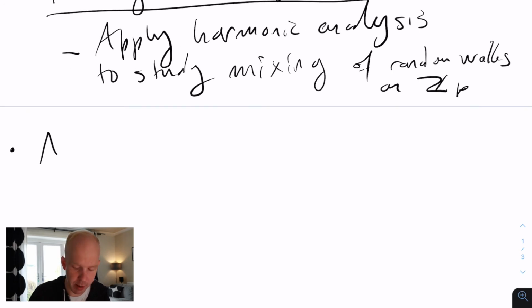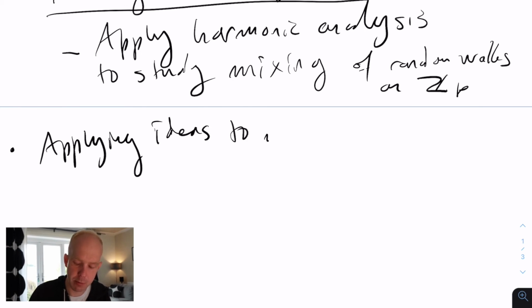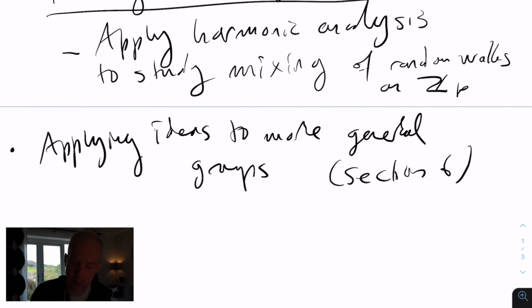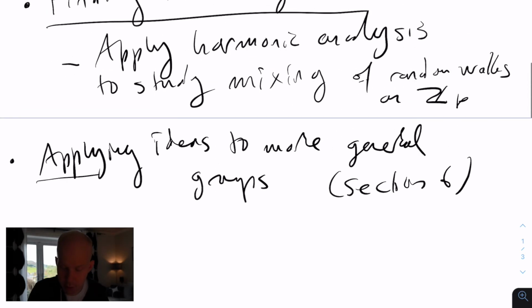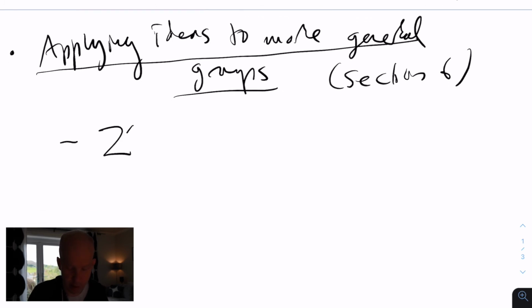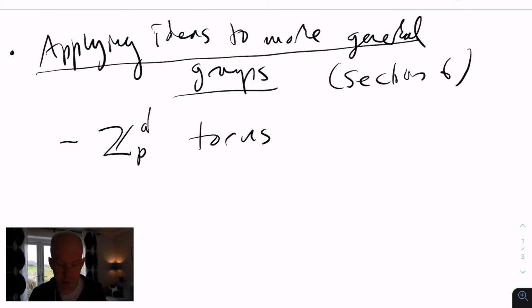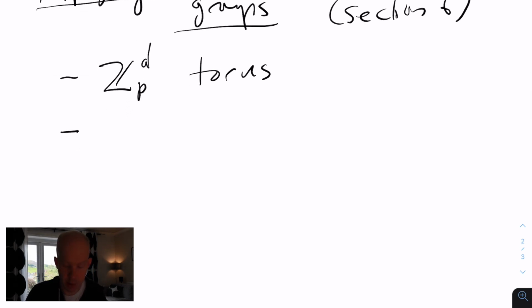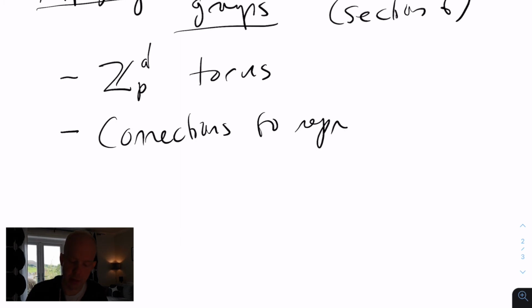So you have this applying of ideas to more general groups. This is section 6. And here, for example, we will talk about the discrete torus group, and we will also talk a little bit about these connections to representation theory.